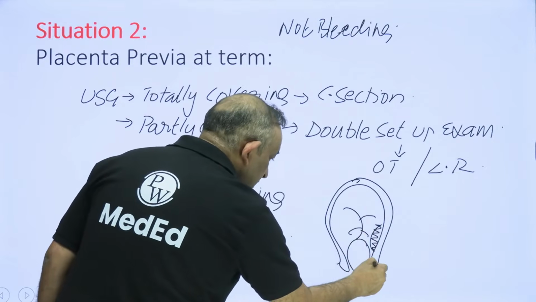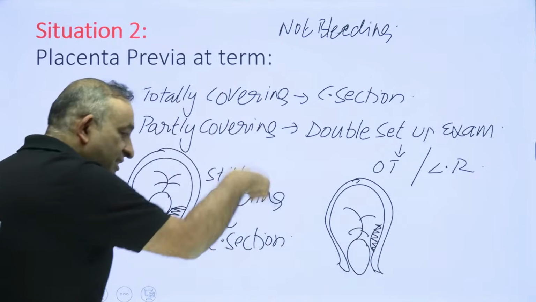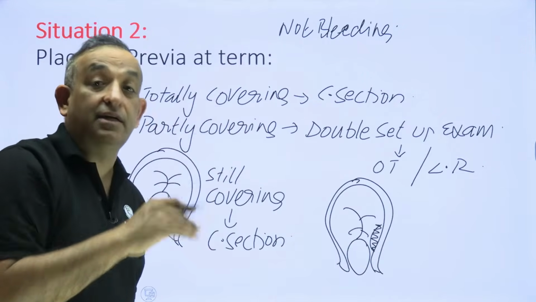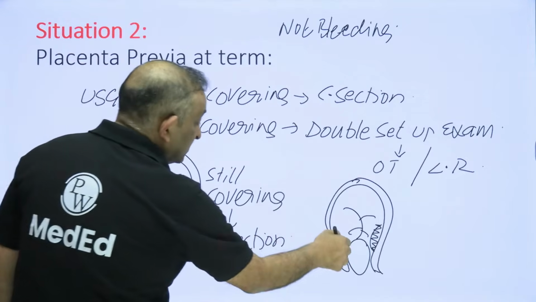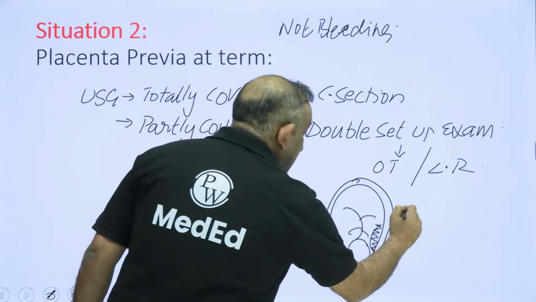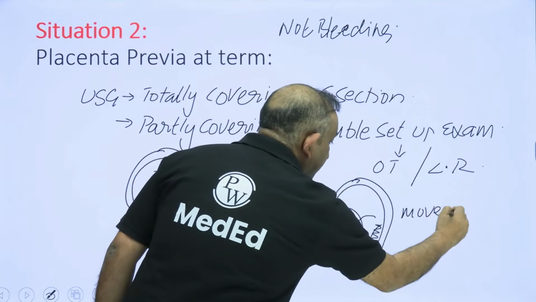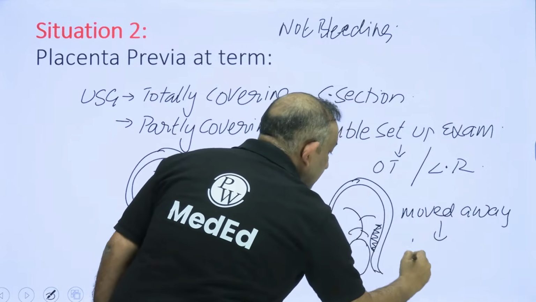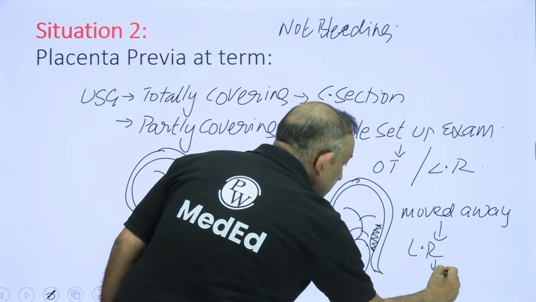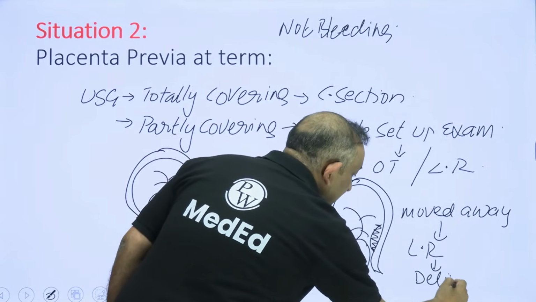The head has come down and the placenta has moved away from the internal os. That's why the head will go down. If the placenta is covering the os, the engagement also doesn't happen. High floating head at term, placenta previa is one of the causes. So yes, if the head has gone inside, if the placenta has moved away, then you send it to the labor room. Send it to the labor room and then a normal delivery can be done.